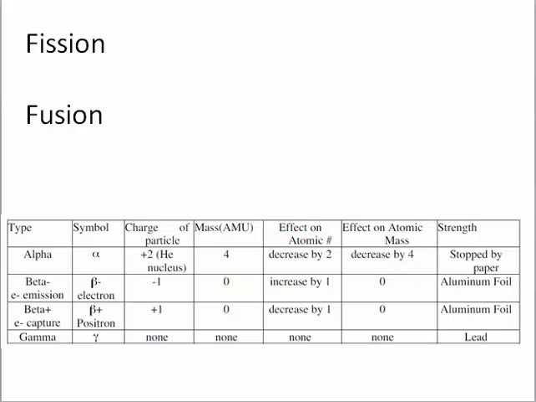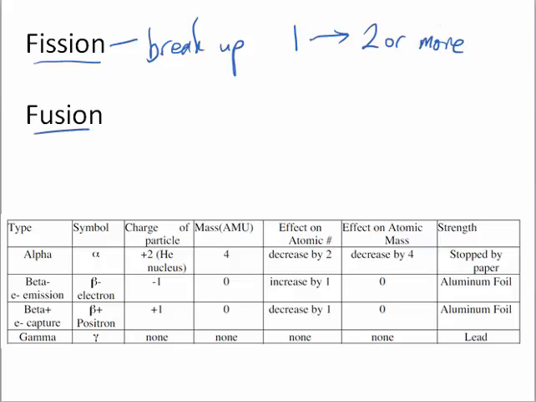So there are two kinds of nuclear reactions. There's fission reactions and there's fusion reactions. Fission is when you break up a nucleus to make something new. So usually it means you take one atom and you make it two or more atoms. A fusion reaction is when you take two or more atoms and you make one, or you make fewer. So this is where you put atoms together.